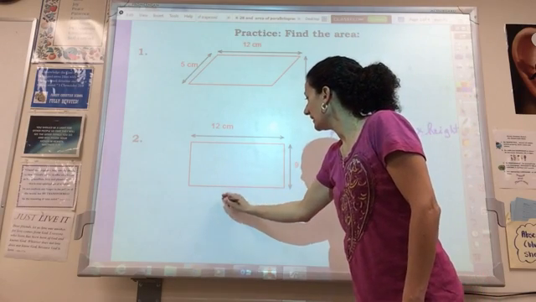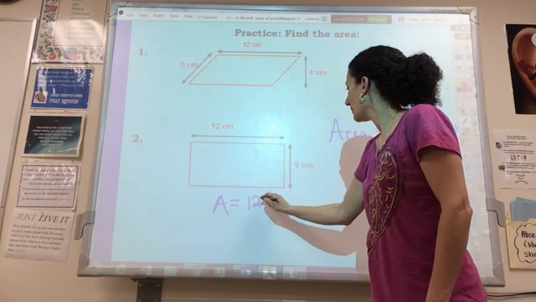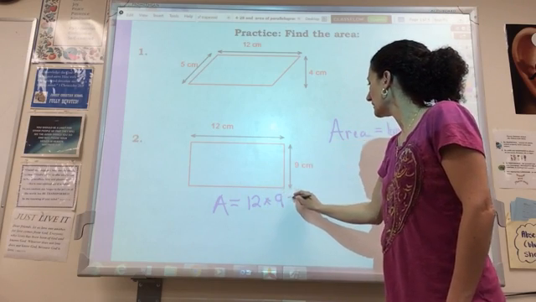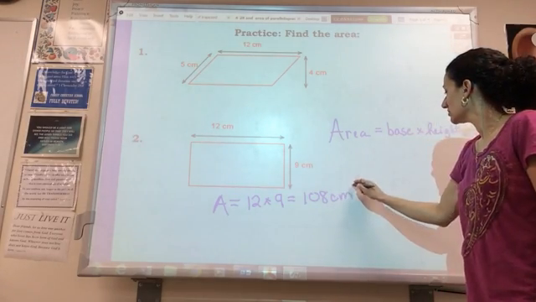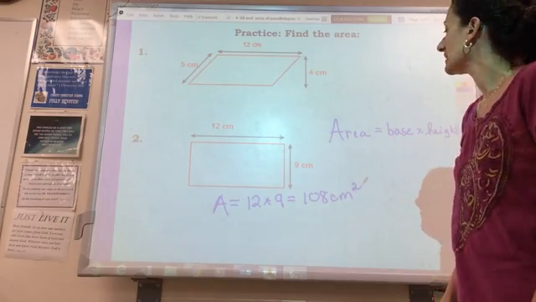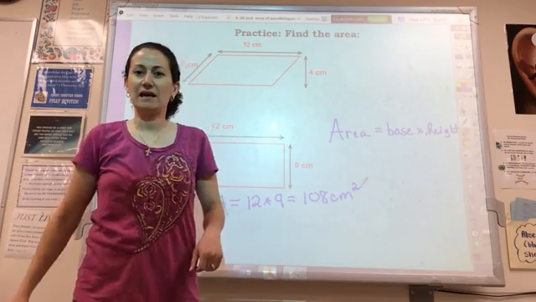So to find the area, we would simply multiply 12 by 9. Our height is 9. And 12 times 9 is 108. And then we add our units and make them square, whatever the units are. So when you look at this example up here, make sure you're writing this down.